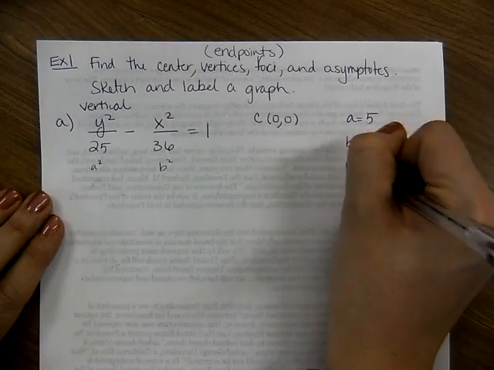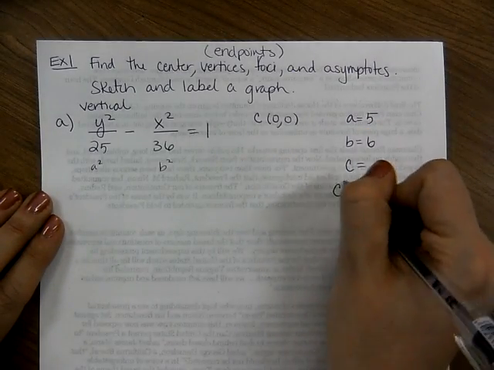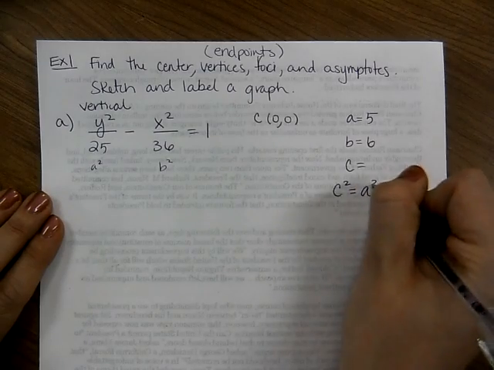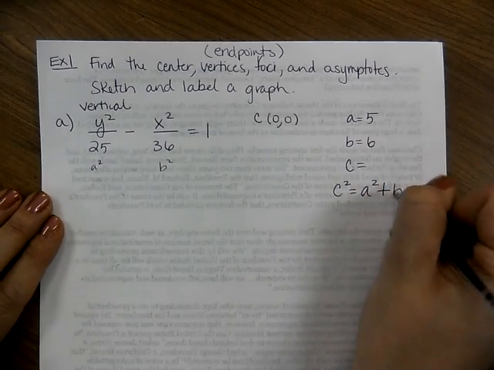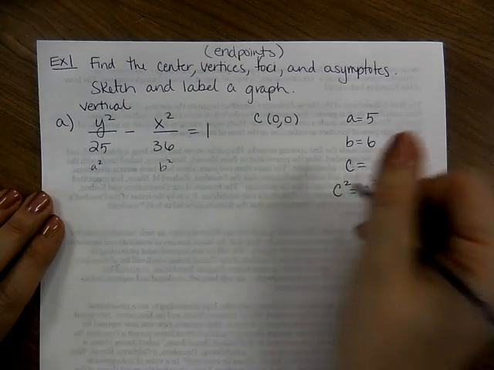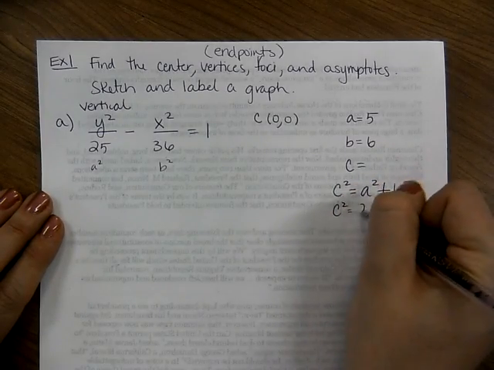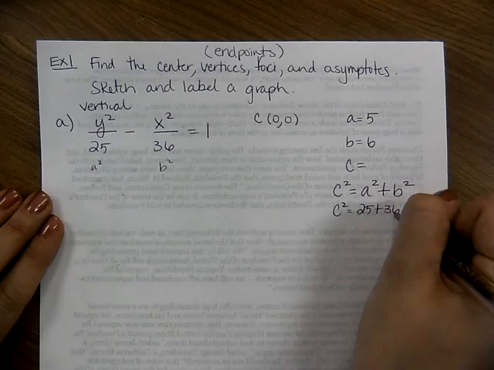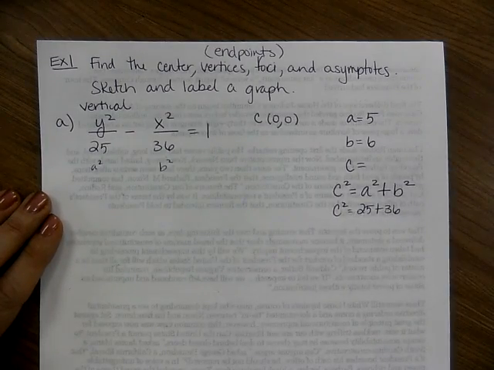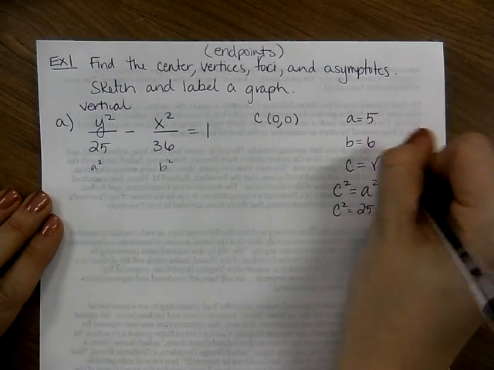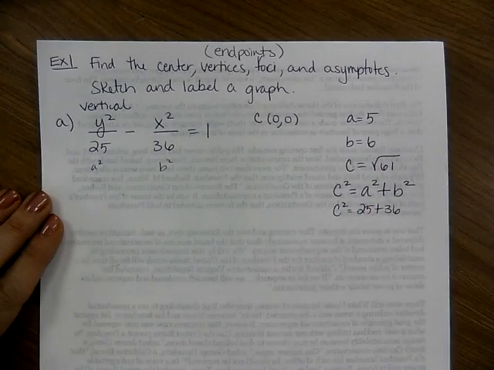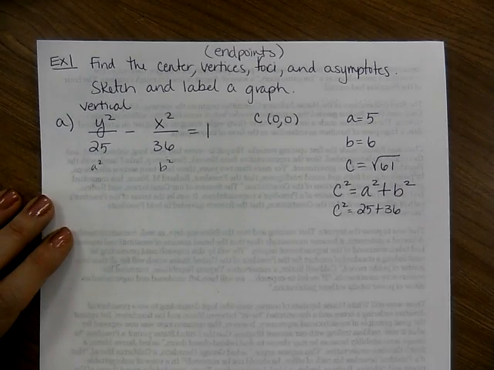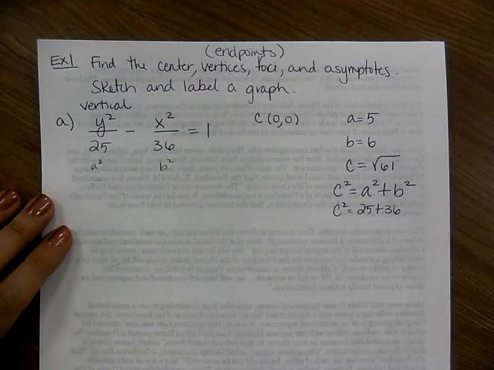How do you find c? Put that in the formula. C squared equals a squared plus b squared now. So c squared equals 25 plus 36, so 61. And that means c has got to be the square root of 61, if it's just c. The other one was a squared minus b squared. Yep, got to keep it all straight.